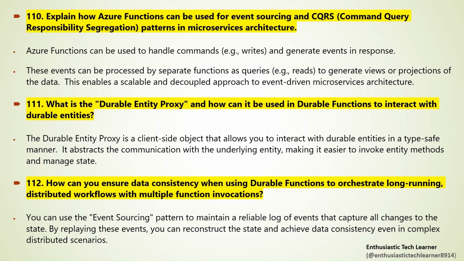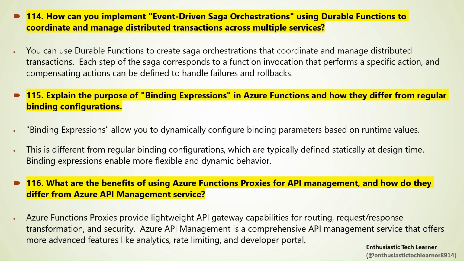By replaying these events, you can reconstruct the state and achieve data consistency even in complex distributed scenarios. How can you implement event-driven Saga orchestrations using durable functions to coordinate and manage distributed transactions across multiple services? You can use durable functions to create Saga orchestrations that coordinate and manage distributed transactions. Each step of the Saga corresponds to a function invocation that performs a specific action, and compensating actions can be defined to handle failures and rollbacks.